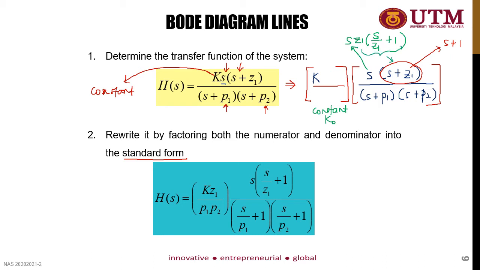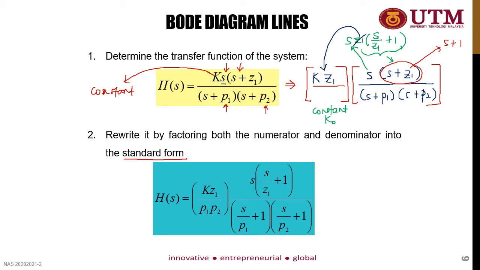Okay, so now other parameters than s must be considered as constant. In this case, s remains at that position, and the s term inside the bracket also remains at that position. So the other parameters must be considered as constant. So now k z1. You can remove the z1 from there.